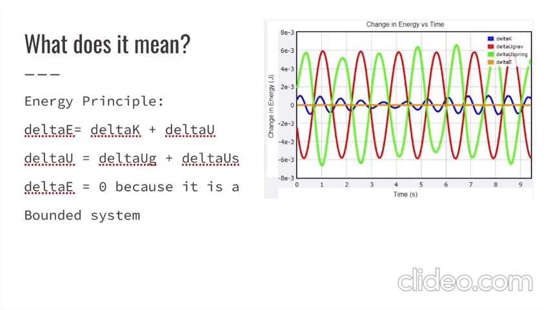So what does it mean? Starting from our energy principle, we know that the change in energy is equal to the change in kinetic energy plus the change in potential energy. Breaking down our potential energy, it is equal to our change in potential gravitational energy plus the change in potential spring energy. And note that our delta E, the change in energy, is 0 because we do have a bounded system.